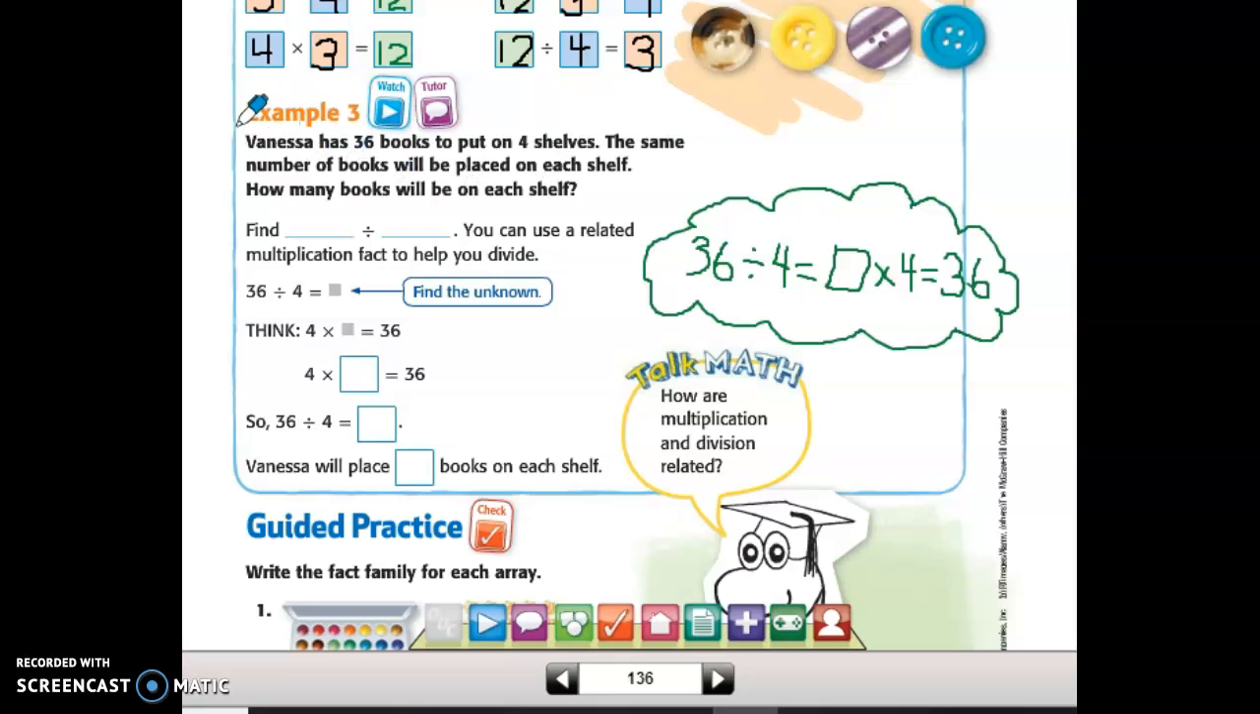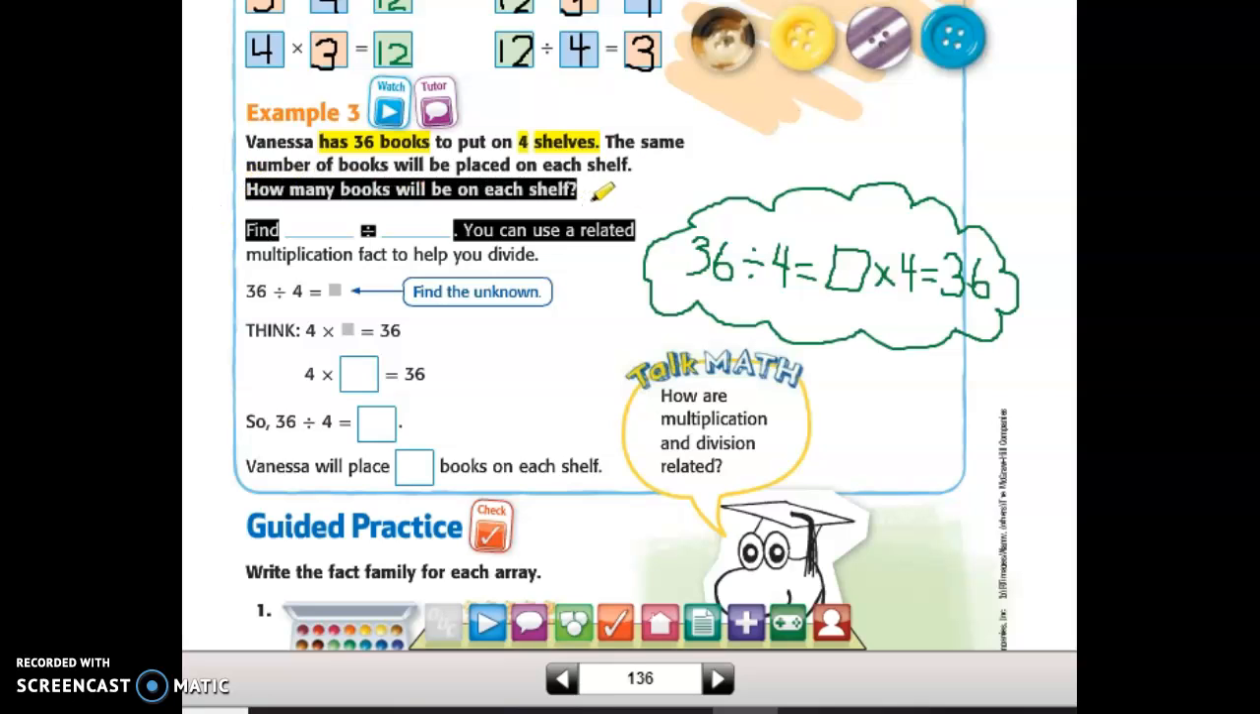Example 3, Vanessa has 36 books to put on 4 shelves. The same number of books will be placed on each shelf. How many books will be on each shelf? So let's highlight what we know. We know she has 36 books, and we know she's going to put them on 4 shelves. Okay, what do we need to find out? We need how many books will be on each shelf.